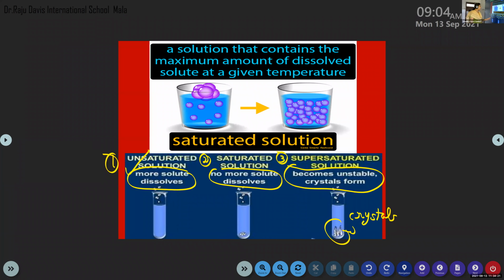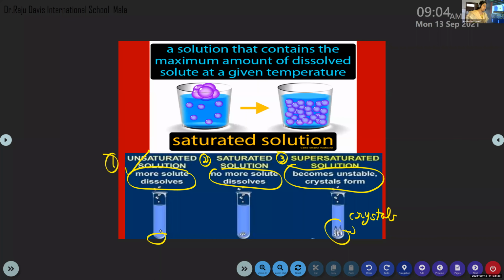Okay. So first is unsaturated solution. Unsaturated solution means the majority of the solute dissolves. You will not get much sediment in that. In the second one, saturated solution means 50-50. So sediment is 50 and the water is 50. Some has already dissolved, but some did not dissolve. So that is the saturated solution.